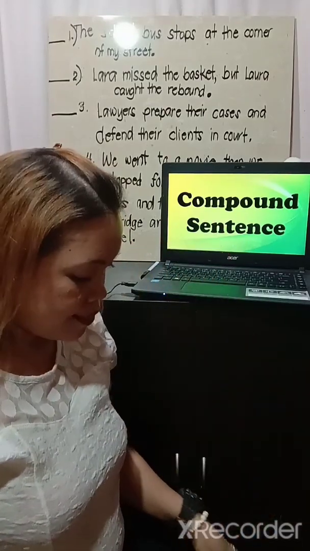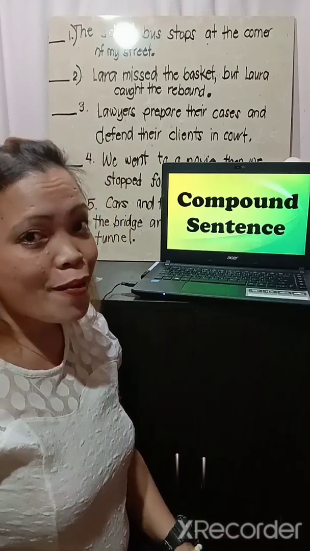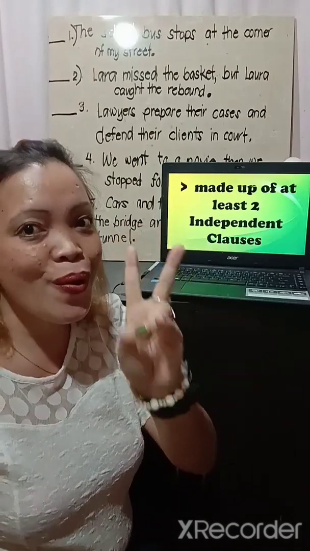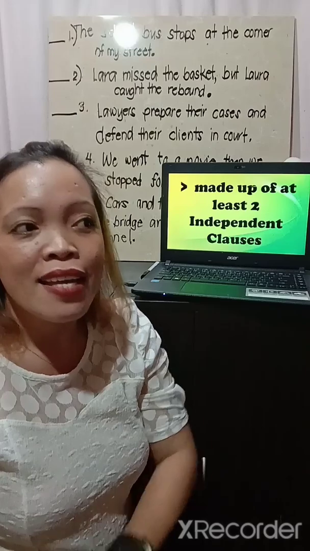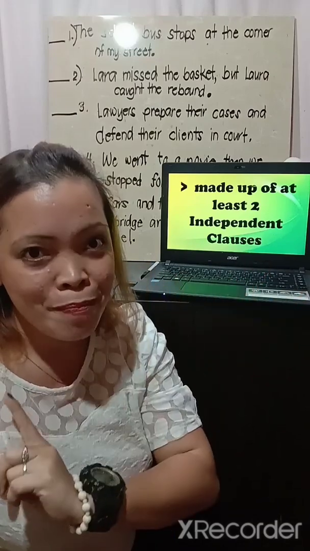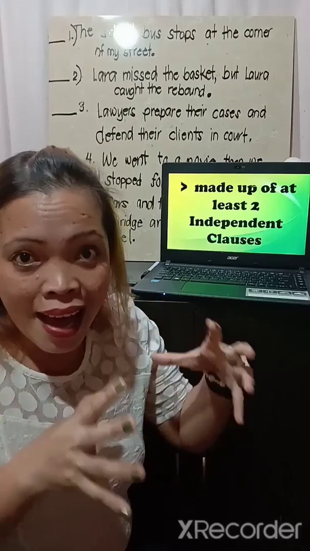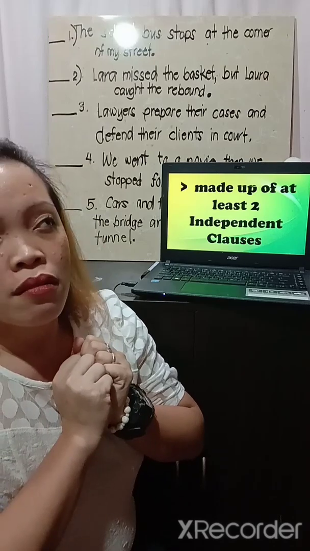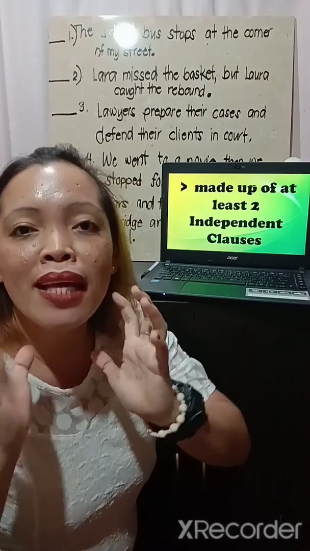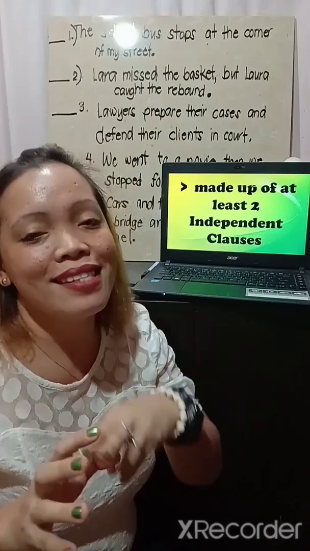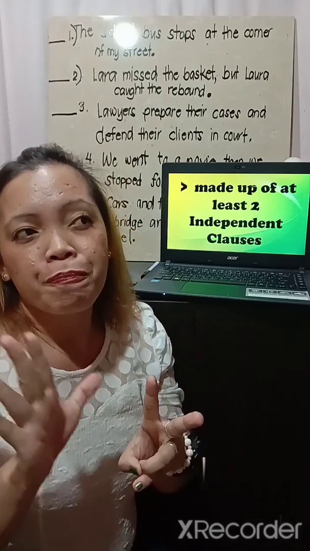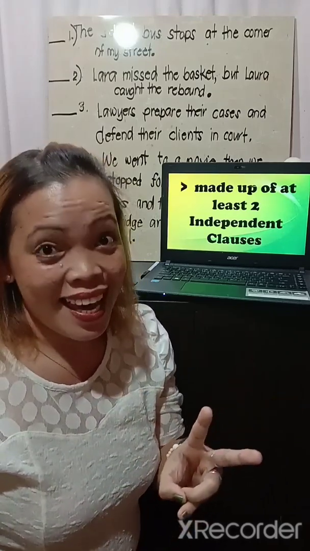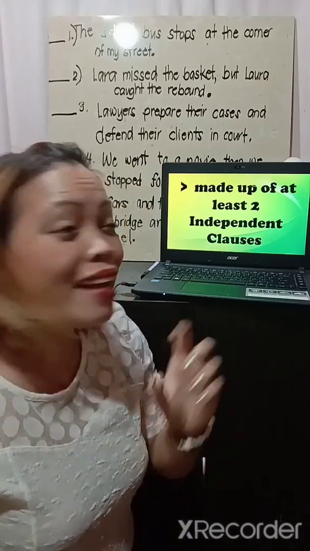So, compound sentence now. When you say compound sentence, of course, it is made up of at least two independent clauses. In a simple sentence, there is only one independent clause in that group of words. But in our compound sentence, it is made up of at least two independent clauses.